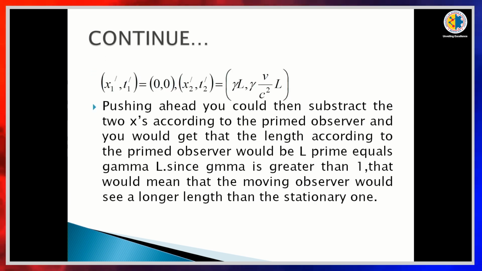x1', t1' is 0, 0 and x2', t2' is gamma L and gamma v by c square L. Pushing ahead, you could then subtract the two x's according to the primed observer, and you would get that the length according to the primed observer would be L' equals gamma L. Since gamma is greater than 1, that would mean that the moving observer would see a longer length than the stationary one. So in the case of the meter stick also it is proved that length contraction happens.